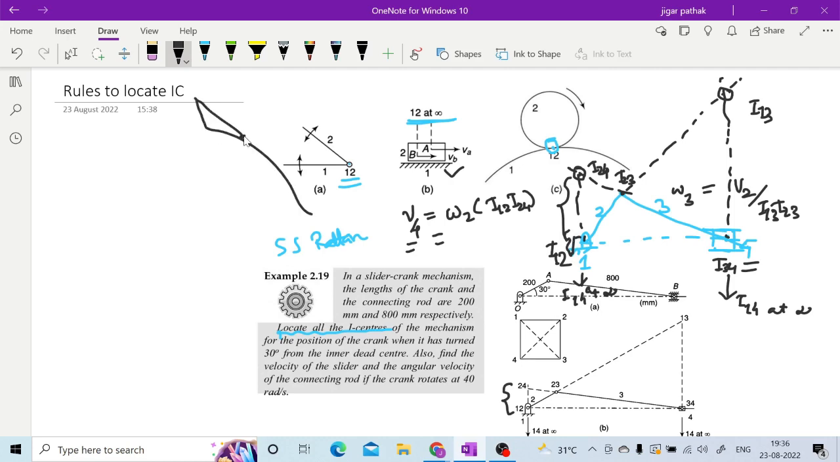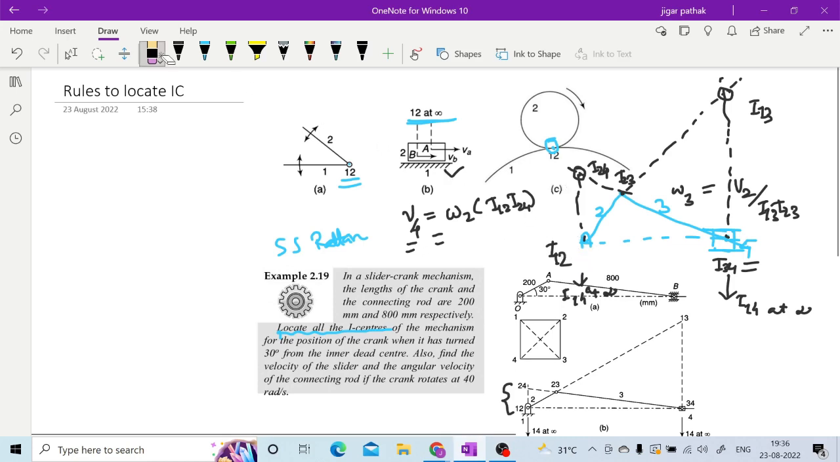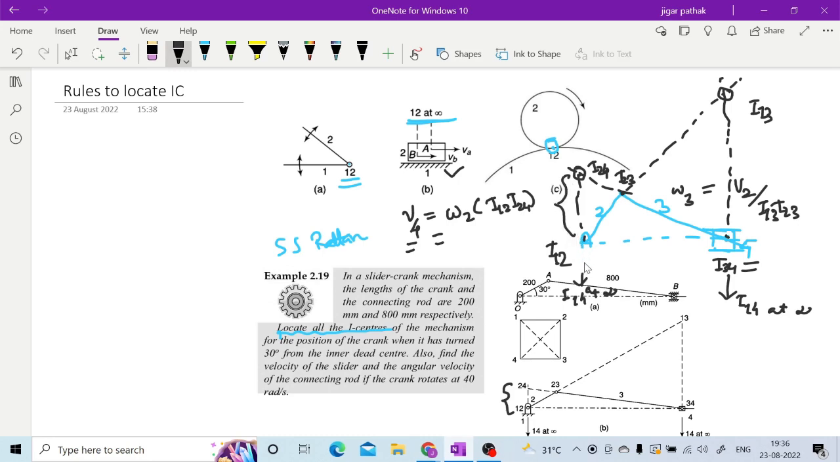Sir, I am asking, why don't we take I14, which you were saying would be at infinity, but it is totally linkage, sir, 1 and 4.